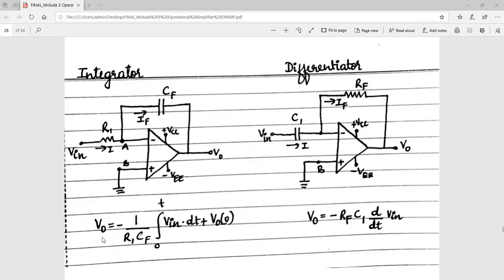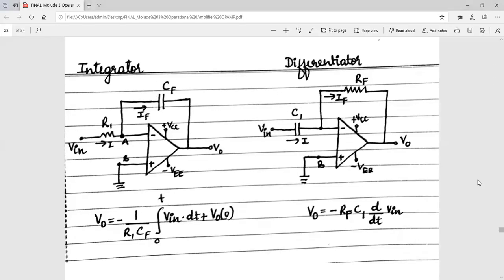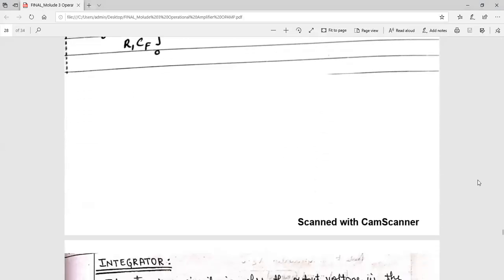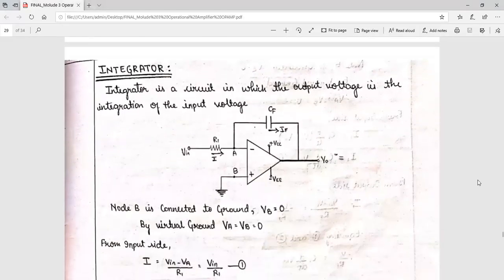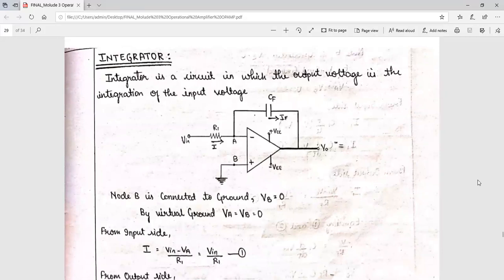And the output of the integrator will be the integration of the input voltage, and the output voltage of the differentiator will be the differentiation of the input voltage. So we will just see this particular derivation. So when you go further, first let us see the topic integrator.